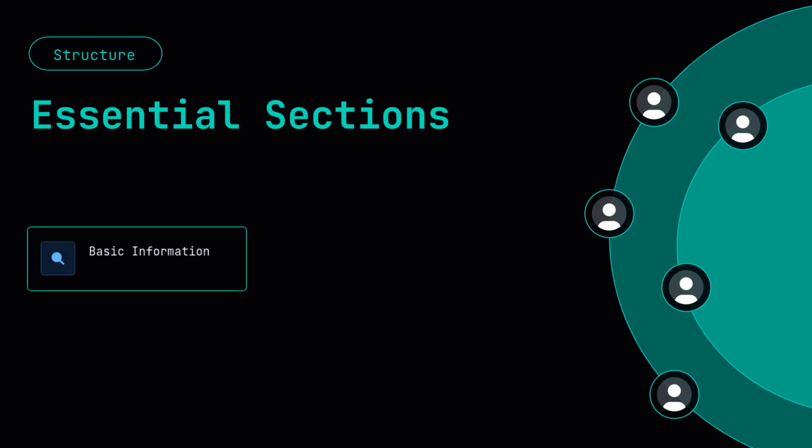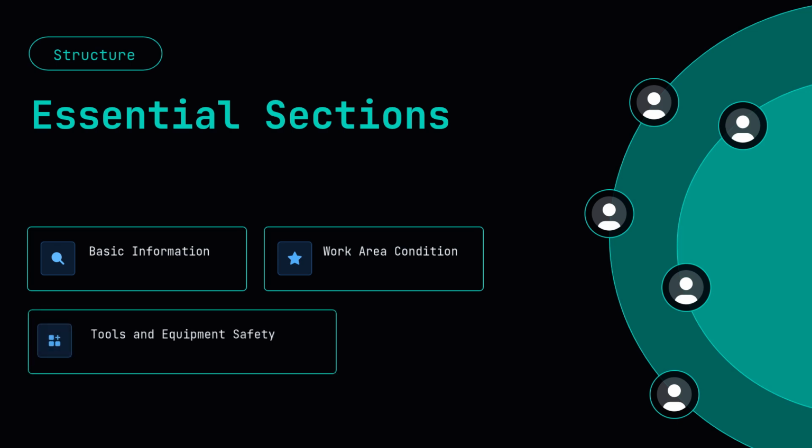Structure your template with essential sections. Include basic information like workshop name and date. Check work area condition for cleanliness and lighting. Verify tools and equipment are safe and functional. Ensure electrical safety by checking cables and panels.